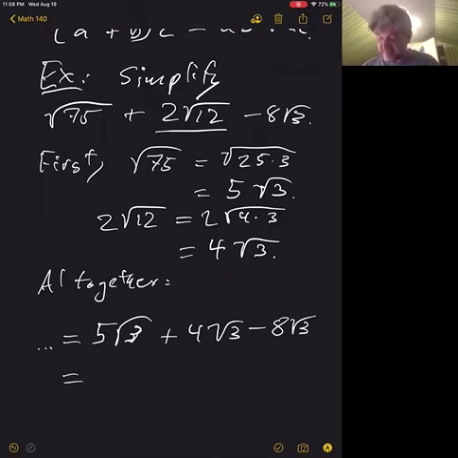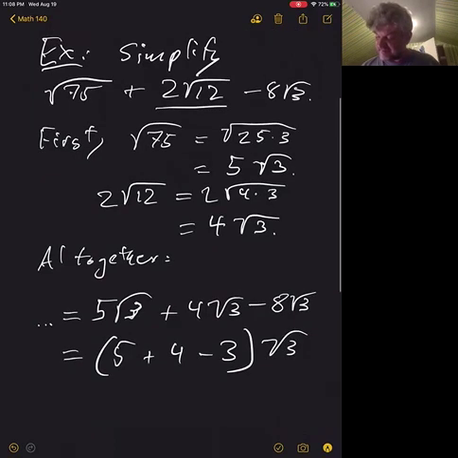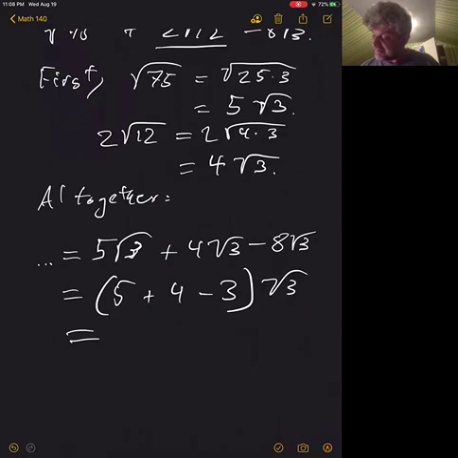Now comes the distributive law. This is 5 plus 4 minus 3 times square root 3. And the answer is, 9 minus 3 is 6, 6 times square root 3.